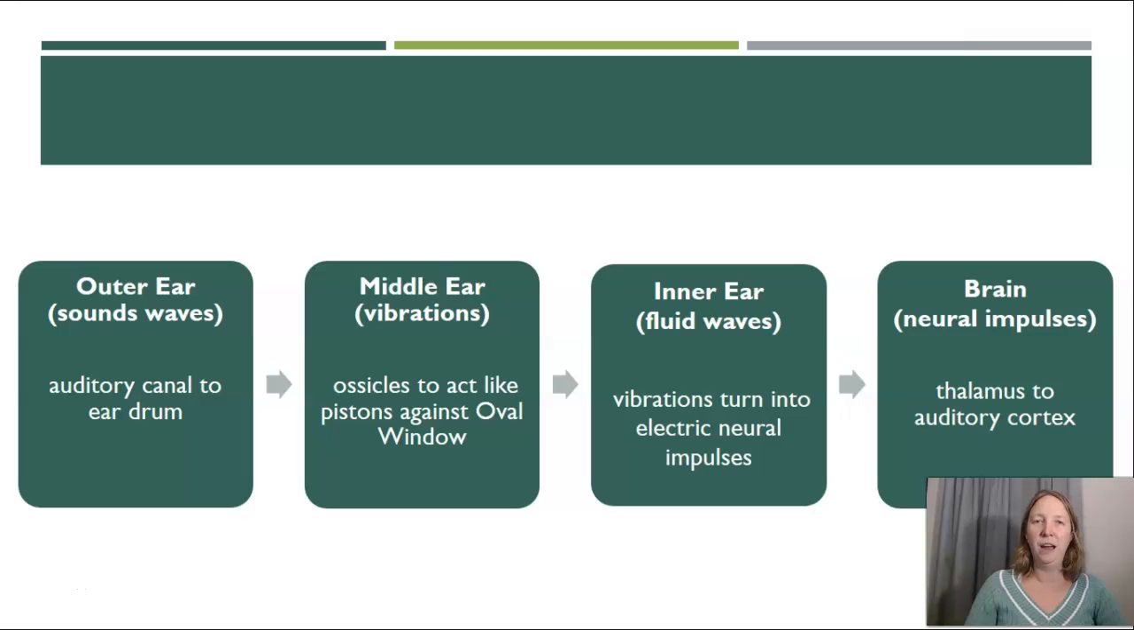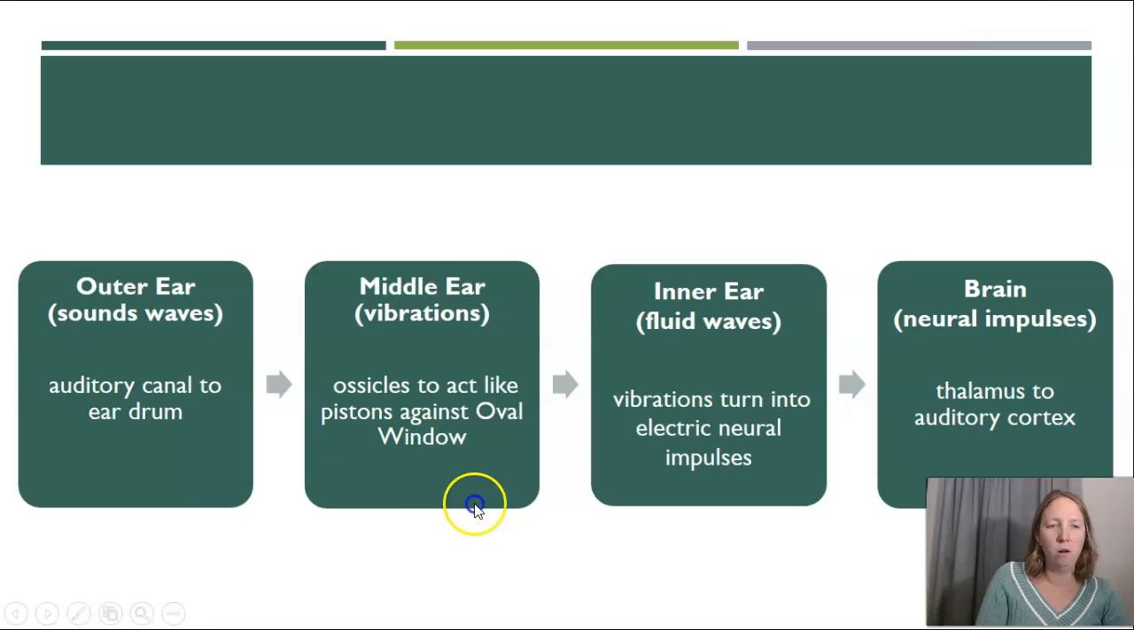Here is the process of how the stimulus goes from the environment all the way into the proper region of your brain. The sound waves start off going in your outer ear. The pinna collects them and sends them to the auditory canal to your eardrum, which will then start to vibrate. Those vibrations trigger the ossicles to start moving, and they act like pistons, almost like drumsticks, against the oval window.